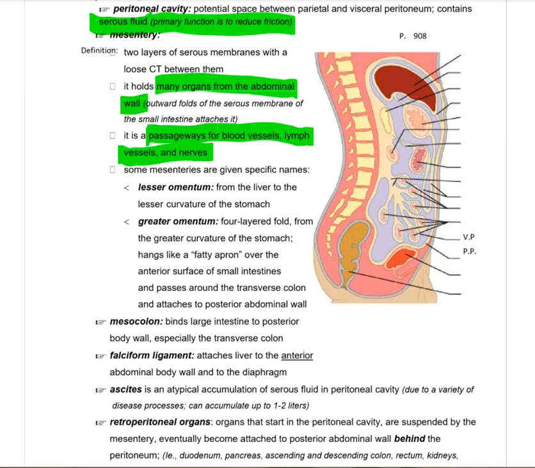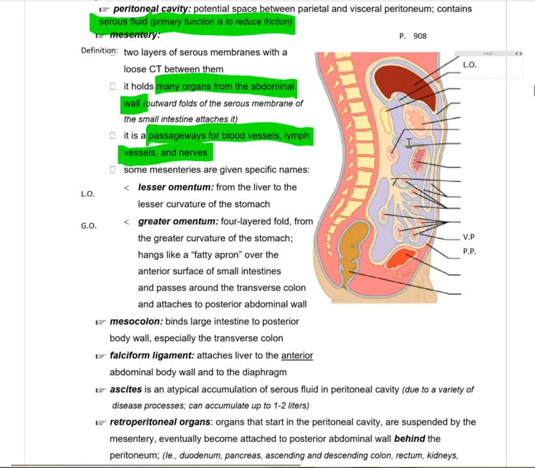Some mesenteries have specific names, and that's what we're going to talk about now. So the first is the lesser omentum, which I'm just going to call LO. And then we have the greater omentum, which I'm going to call GO. All right. And the lesser omentum is this small little part here that's going from the liver to the stomach. And so we will just put it in right here, lesser omentum.